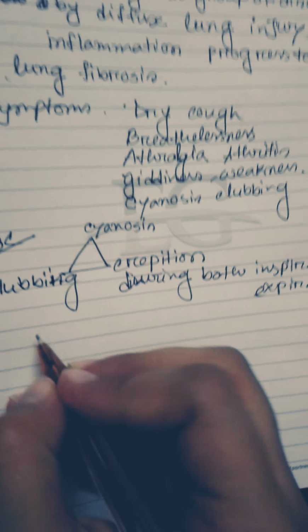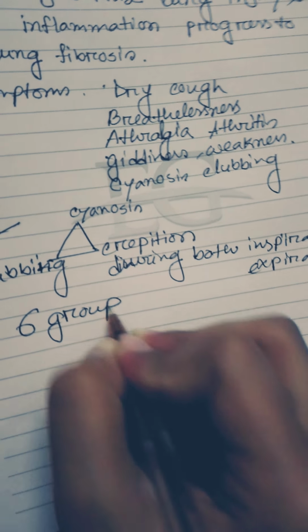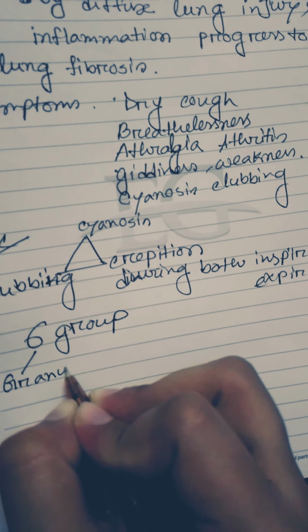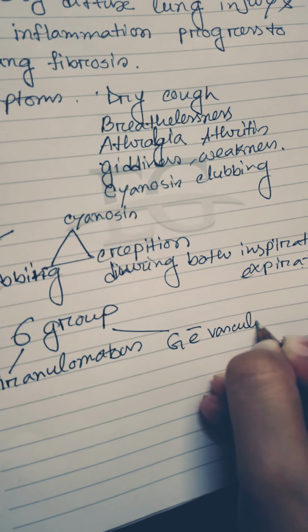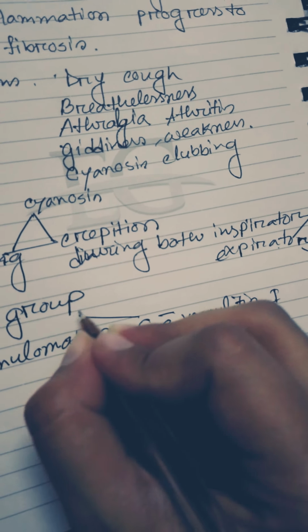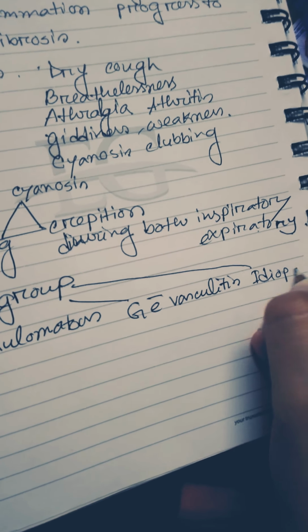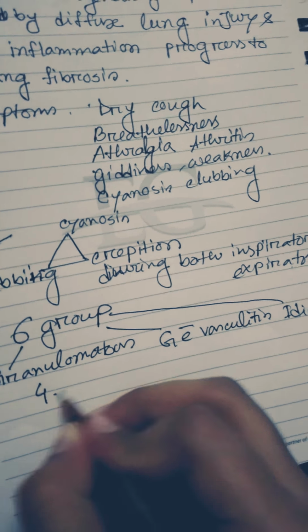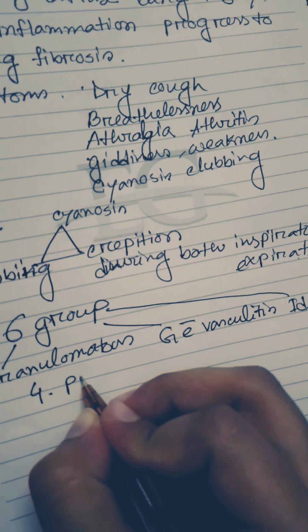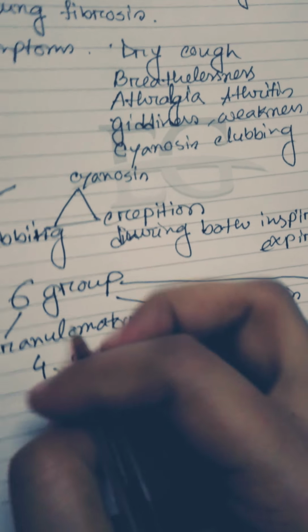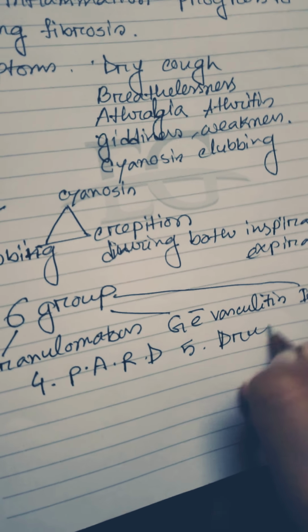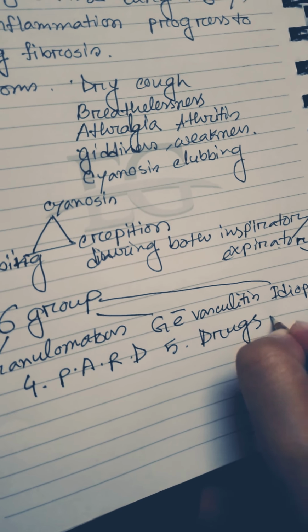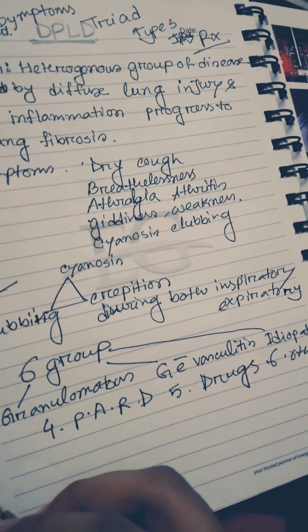Six types. There are six groups. One group is granulomatous. Second is granulomatous with vasculitis. Third, idiopathic. Fourth is pulmonary autoimmune rheumatoid disease. Fifth is drugs, such as busulfan and methotrexate. Sixth, other types.